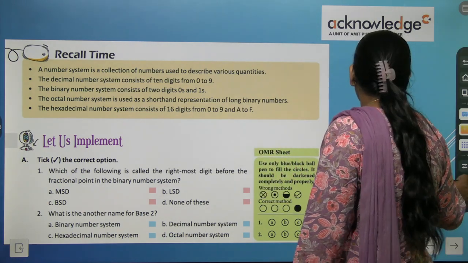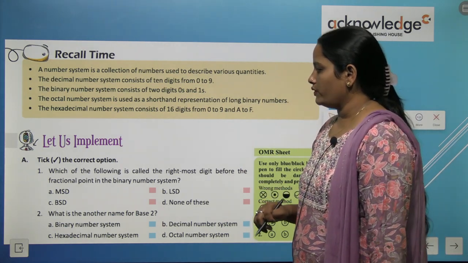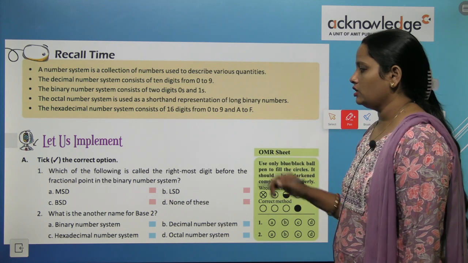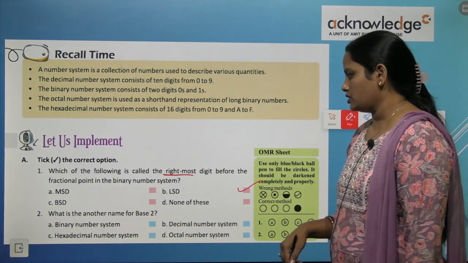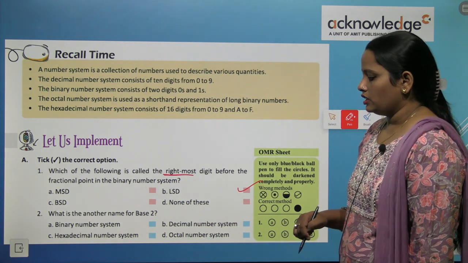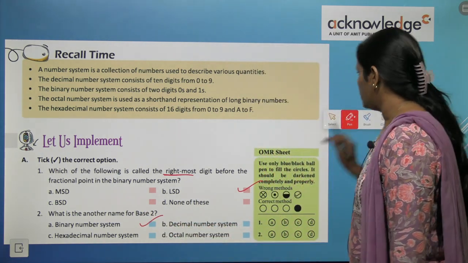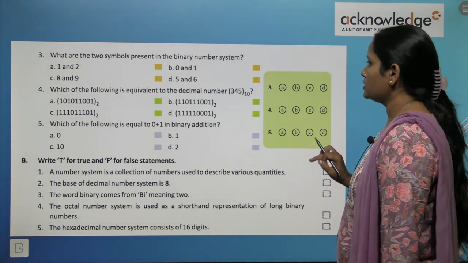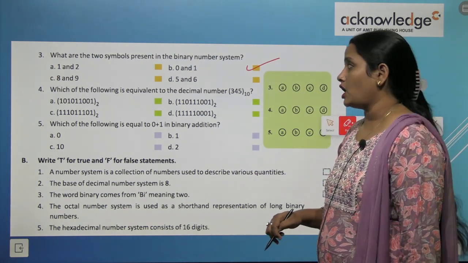So let's children come quickly to the book exercise. Here we have to take the correct. Which of the following is called the rightmost digit before the fractional point of the binary number system? So which is the rightmost digit? It is LSD. It has the lowest value. What is the another name of base 2? So another name of base 2 is binary number system. What are the two symbols present in the binary number system? In the binary number system, we can see two symbols are there and they are 0 and 1.